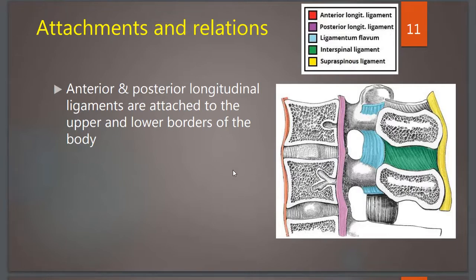Pause this slide and try to learn the attachments of the vertebrae. So this is the anterior longitudinal, posterior longitudinal, then we have ligamentum flava, interspinous and supraspinous ligaments.